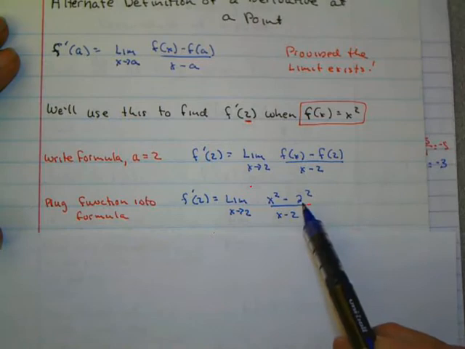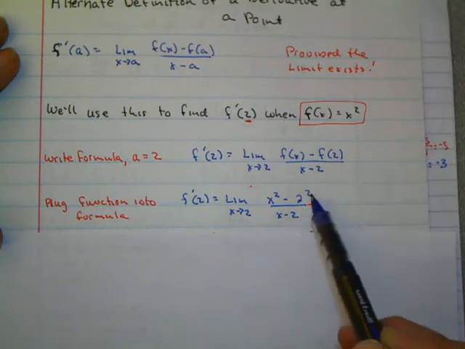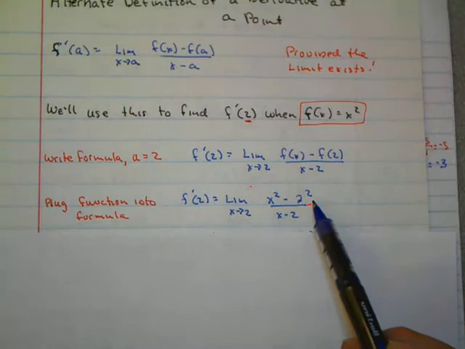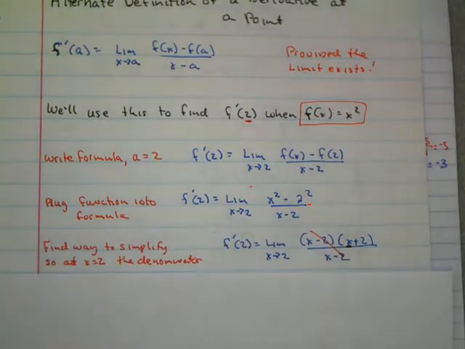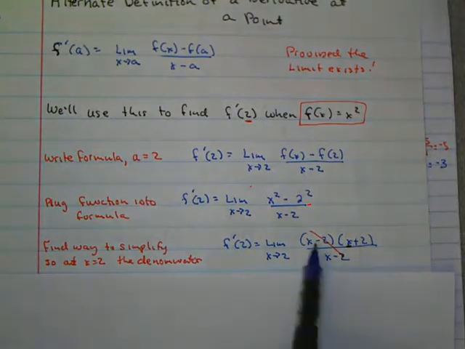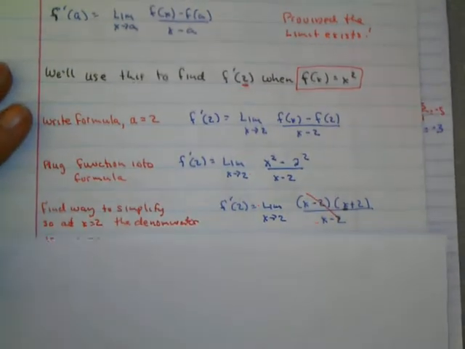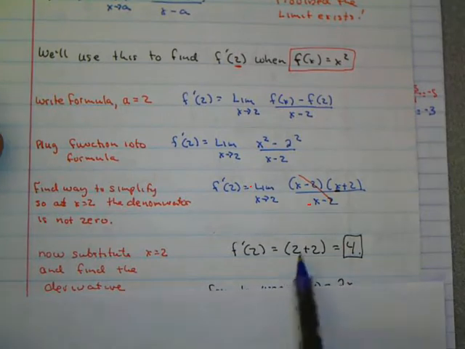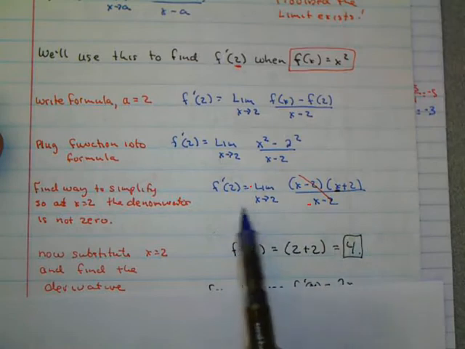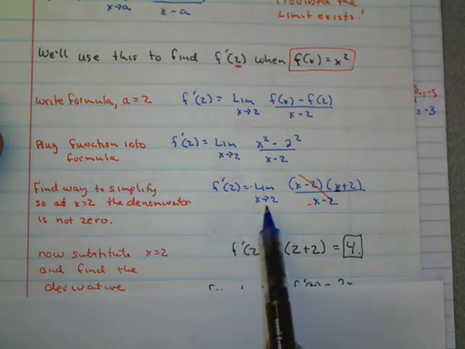And resist the urge to simplify every time, because what I see here is the difference of two squares, and that would nicely give me something to cancel out. So I'm going to write x squared minus 2 squared as x minus 2 times x plus 2. Then I can cancel this factor out in the numerator and denominator, and get x plus 2. So now I've got f prime of 2 equals the limit as x approaches 2 of x plus 2, which is just put in a 2 here, and we get 4.